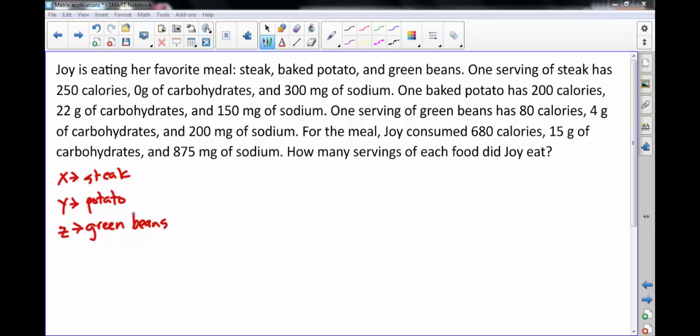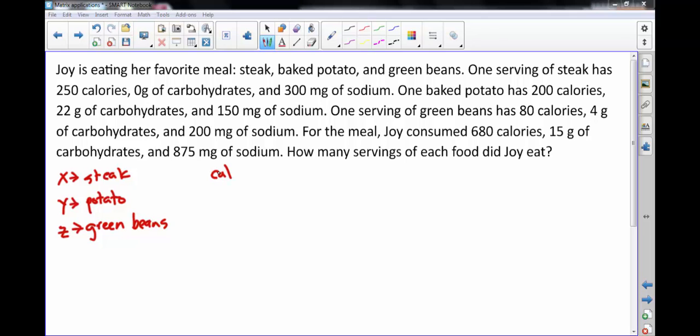Now, the challenge that people sometimes run into on this is, how do I set up the equations? Because we don't have a steak equation or a potato or a green beans equation. What we do is we have equations based on the different attributes of the meal. So calories, carbohydrates, and sodium.